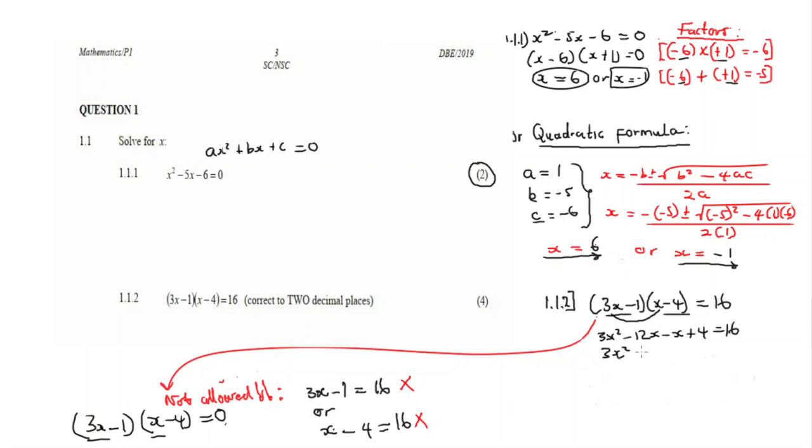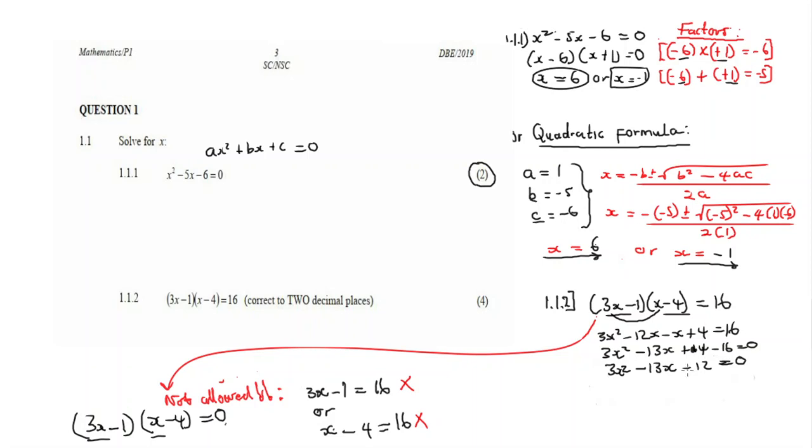3x squared minus 13x plus 4, not 14 but plus 4, minus 16 in transposal of 16, about 3x squared minus 13x minus 12 equal to 0. Okay, now after multiplying the brackets, this is what I get.